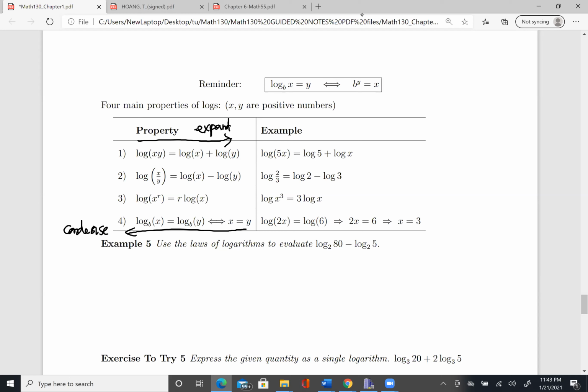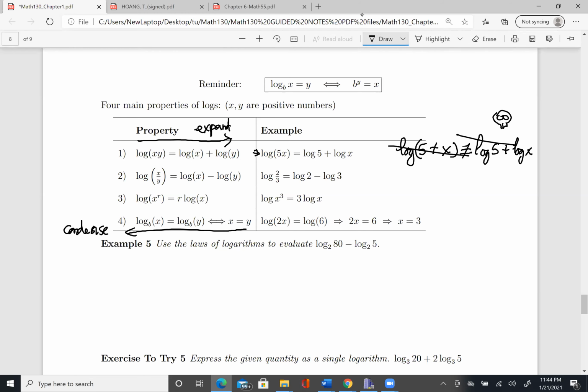Okay, so there are some examples over here. For the first property, log of x times y is going to be equal to log of x plus log of y. So that can be an example: log of 5 times x will be equal to log 5 plus log x. Okay, so remember that log of 5 plus x, you cannot write it as log 5 plus log x. Okay, you cannot do that. Remember that. It is a very dangerous one. I just want to make sure you guys don't mess up with that.